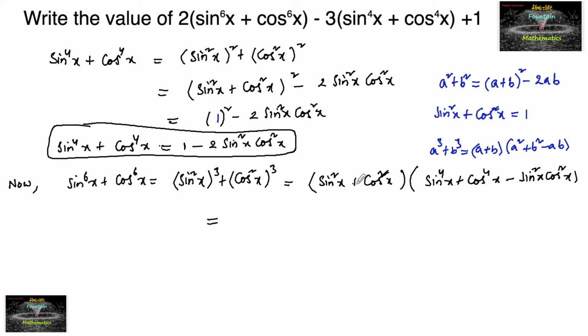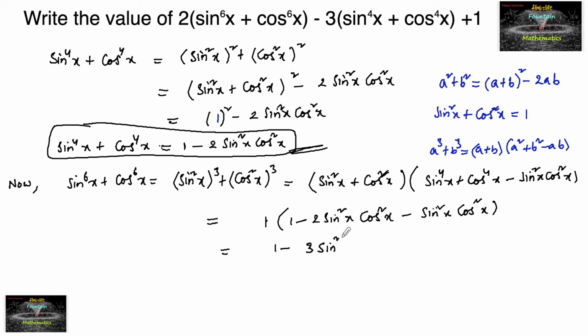So which equals sin square x plus cos square x, which gives 1. So 1 into (sin power 4 plus cos power 4), from the first result we can say that is 1 minus 2 sin square x cos square x, and again minus sin square x into cos square x. So which equals 1 minus 3 sin square x cos square x. So now let us substitute in the given expression.